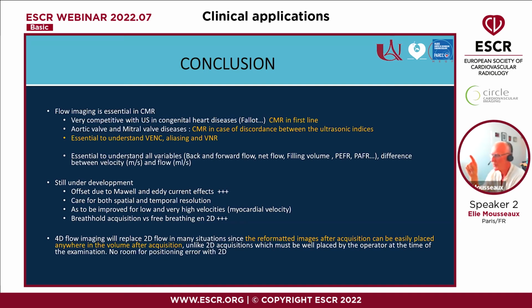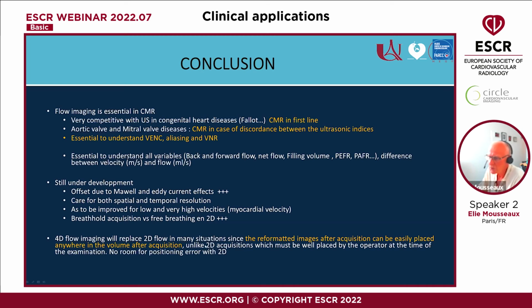Another limitation of MRI will be to do a very accurate correction of what we call the eddy current effect. I have no time to discuss that, but it's a very important point because at this time we are waiting in 3D to have an automatic way to erase the error of velocity estimation, and it can be a nightmare at this time. So we need to improve a little bit on this point.